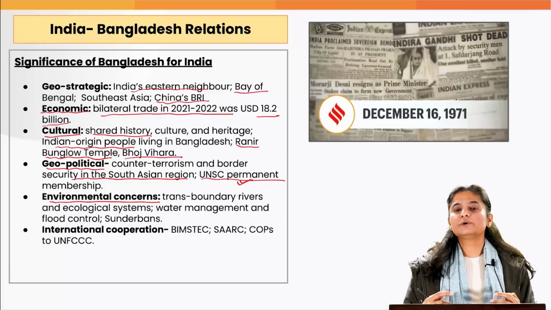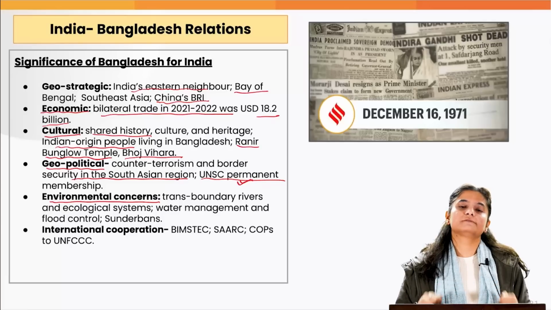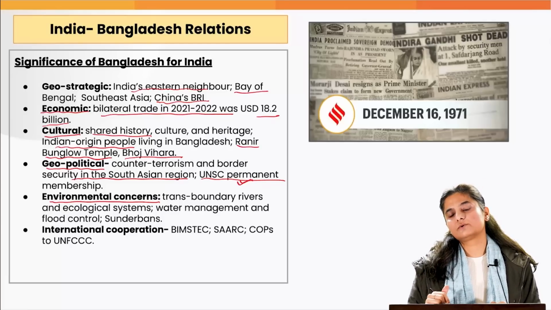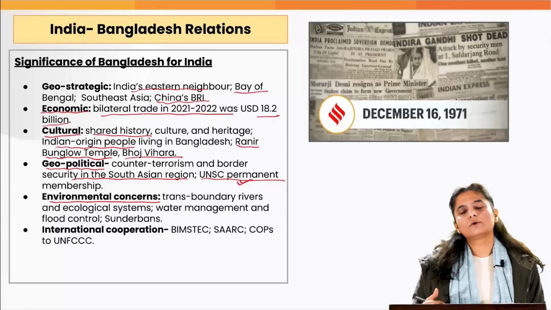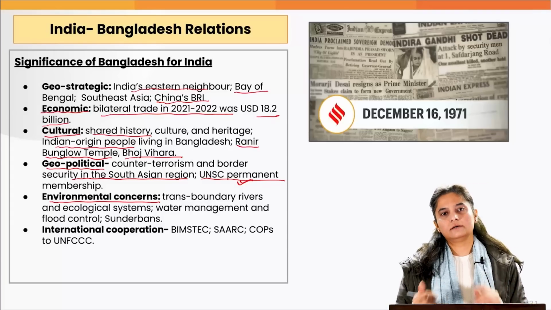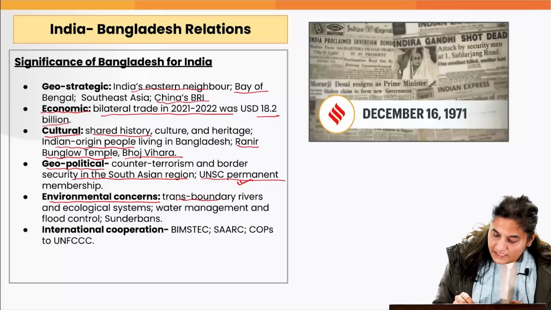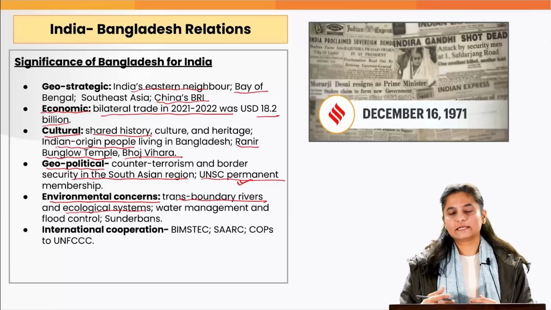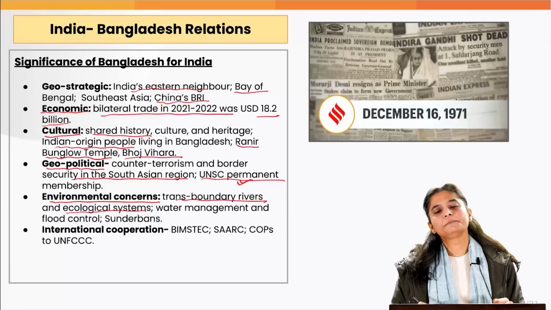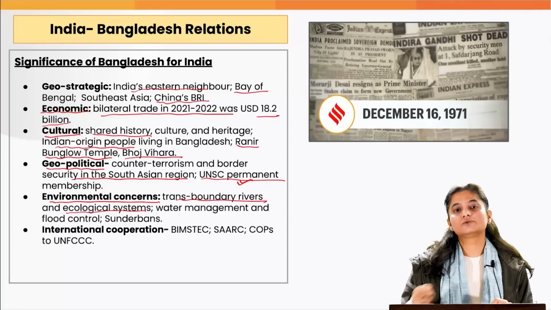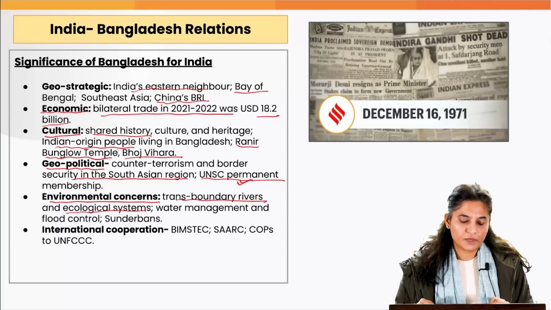Secondly, there are also economic ventures that take place in the form of generation of hydroelectric energy and other resources. There are also related ecological and environmental concerns when any river is situated. So these issues, transboundary rivers, ecological systems, and water management issues if there are floods, let's say, in these rivers, for example, Ganga and Brahmaputra. If there are floods in these rivers, then it's going to affect both of these countries.